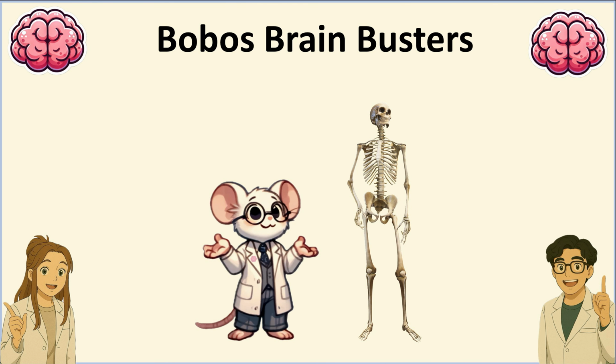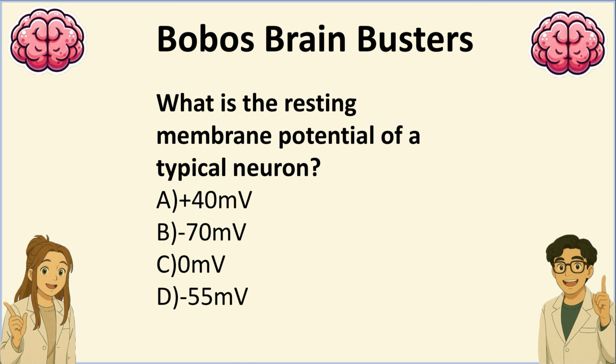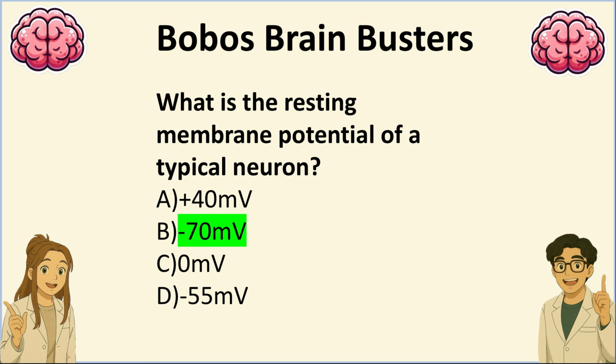Now let's test your knowledge with Bobo's Brainbusters. Question number 1. What is the resting membrane potential of a typical neuron? Option A, plus 40 millivolts. Option B, minus 70 millivolts. Option C, 0 millivolts. Option D, minus 50 millivolts. And the correct answer is option B, minus 70 millivolts.